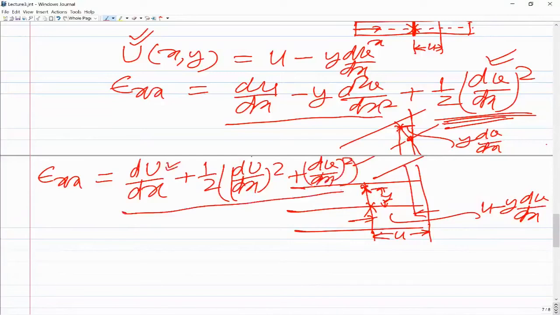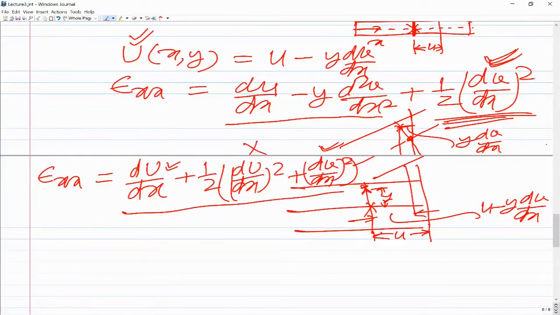Now in the quadratic term, what we are saying is that du by dx is small, so this term we are not considering. We are considering only this term, so half of dv by dx whole square. That is how this term is coming. Is it clear? Yes, sir.